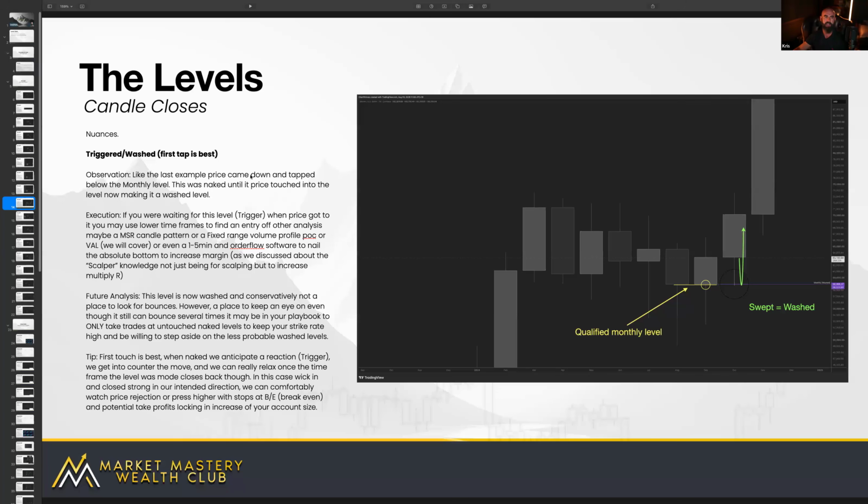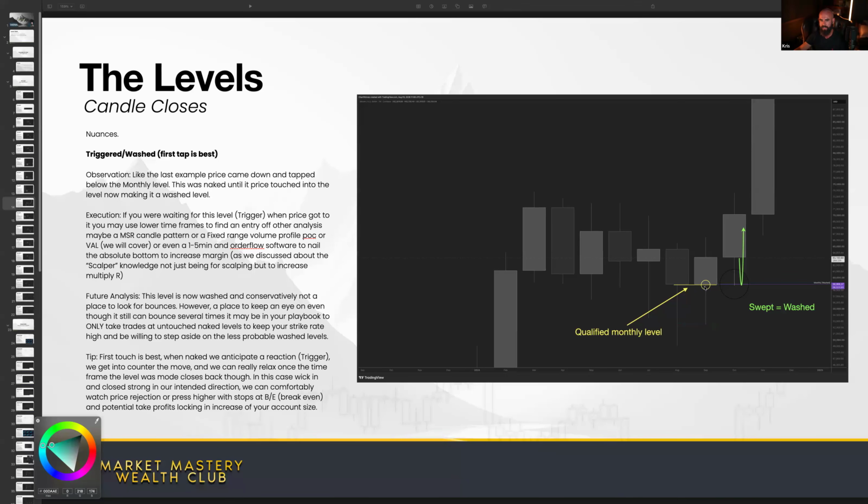Like in the last example, price came down and tapped below the monthly level. This was naked until price touched into the level, now making it a washed level. So for execution, if you're waiting for a trigger at the level, when price got to it, you may use lower time frames to find an entry or other analysis. So it could be a Morningstar reversal, or a fixed range profile with a point of control down there. There could be a fixed range profile in here, and a point of control at the time could have come through here.